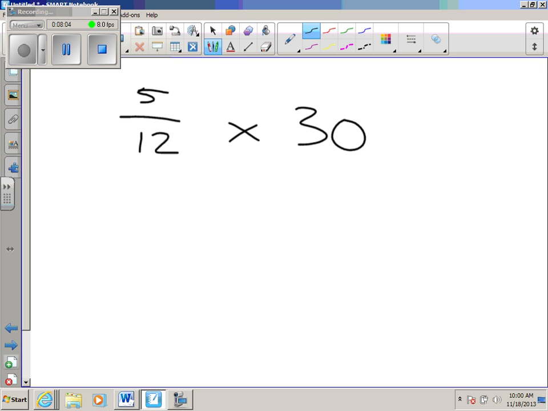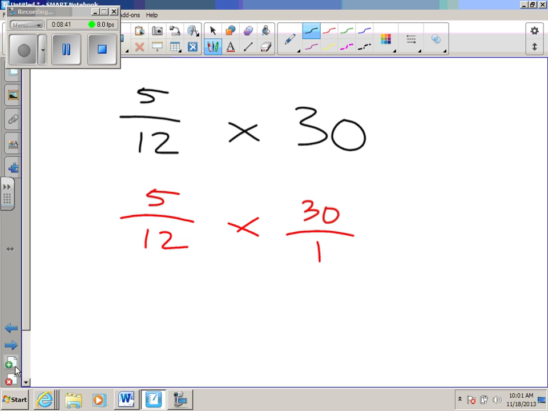Now, the rule is everything has to be in fraction form. So the 5/12 already is. And anytime we want to put a whole number into a fraction, 30 over what? 30 over 30 equals 1. 30 over 1. Because if you think about it, as an improper fraction, if we were going to put this back into a mixed number, how many times does 1 go into 30? 30. Hence the whole number. Okay? So now, you just treat the problem like you normally would.